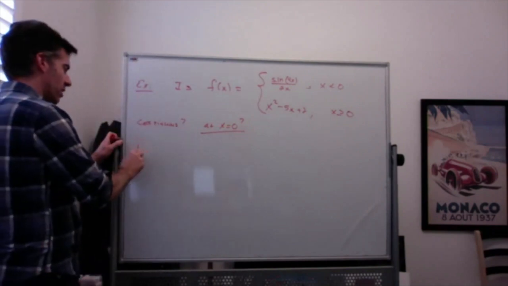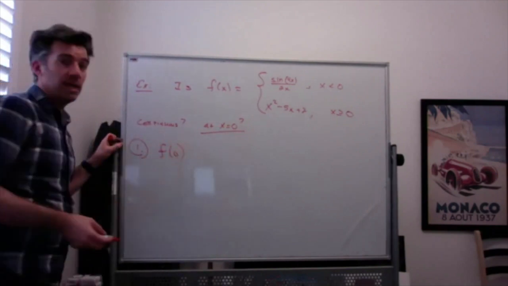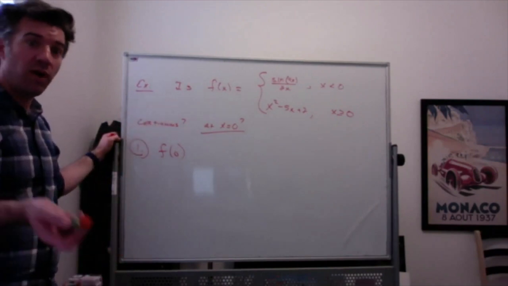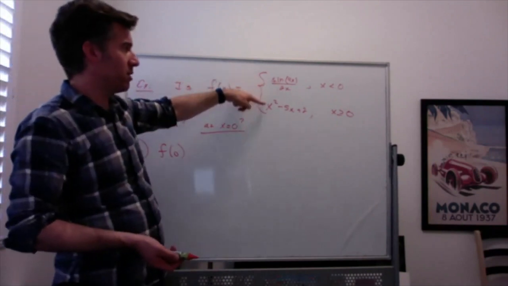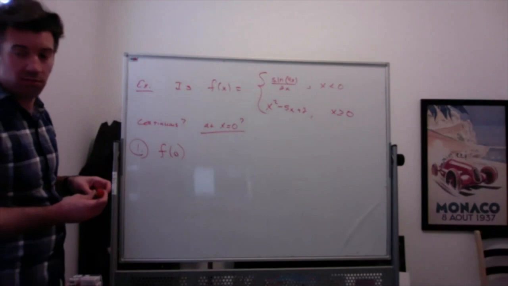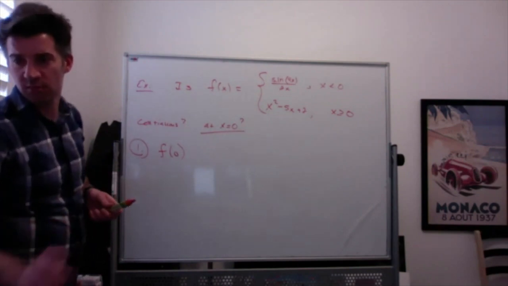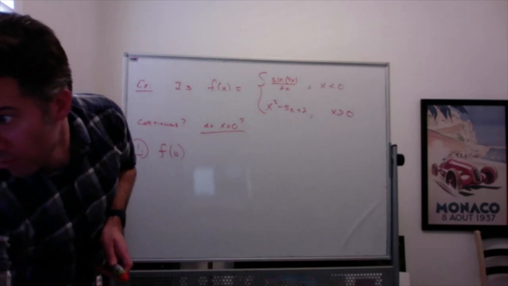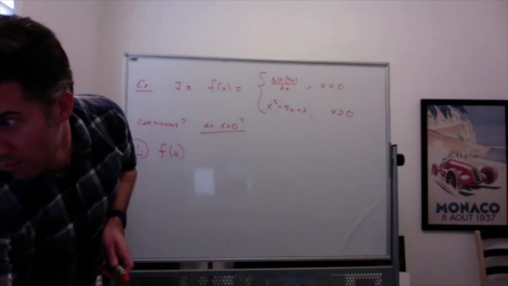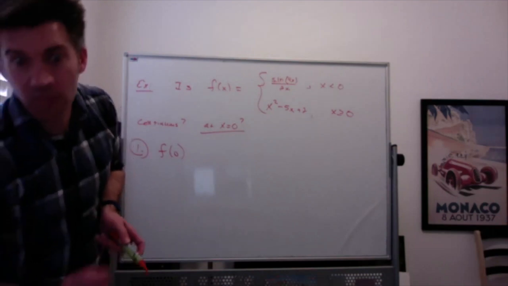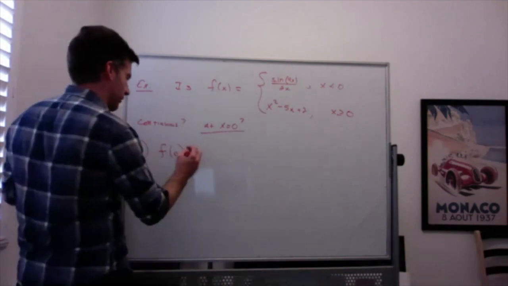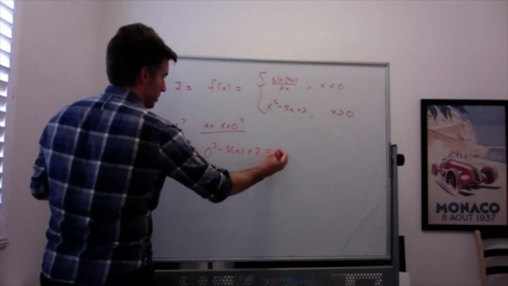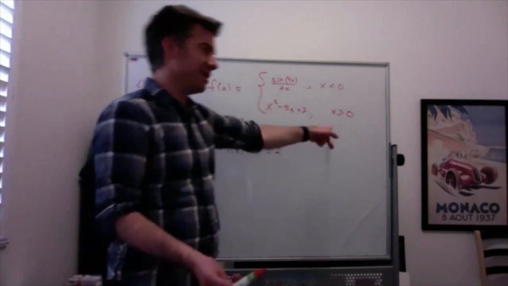All right, thing one. What's f of 0? If I plug in 0, what do I get? Well, where do I plug in 0? Do I plug in 0 to the top part or to the bottom part? Yeah, the bottom. Sorry, I had a question from someone else here. I plug into the bottom, so I get 0 squared minus 5 times 0 plus 2, which is 2. And I plug it into the bottom because that's where x is equal to 0.